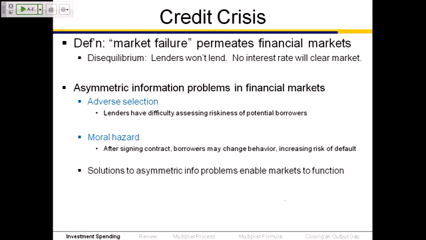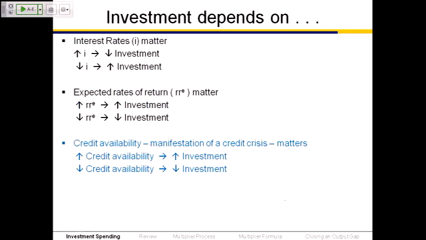Typically, there are solutions to these asymmetric information problems that allow these markets to function. So in the solutions to the previous problem set, there's a long description about how kin networks and other social networks can address these asymmetric information problems and allow financial markets to function. What happened in 2008, 2009 is these asymmetric information problems in financial markets overwhelmed the financial markets of not just the United States, but of the developed world, and they seized up and stopped functioning. That's the essence of a credit crisis, and it was a credit crisis that led to a shift of the investment demand curve.